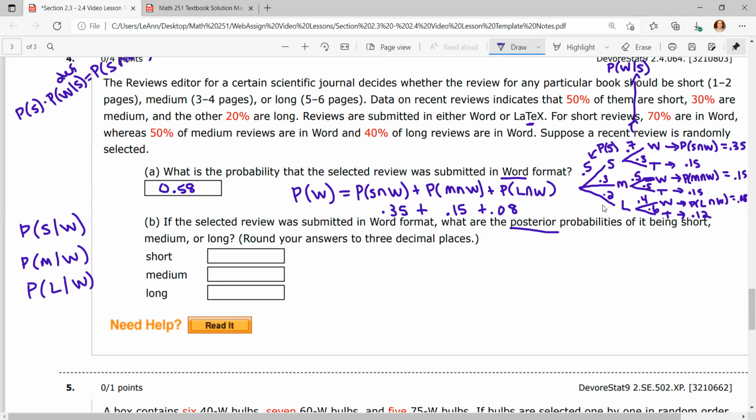So Bayes' theorem essentially says that, and I'm going to write it specific for our cases, but this would be for all of them, the formula that we want. So I'm going to do this first one, the probability that it's short given Word, and notice that's nowhere in my table. I have Word given short, but I don't have short given Word anywhere in my table.